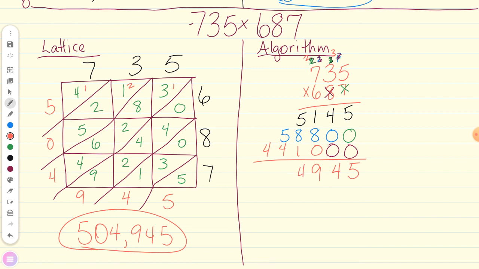13, 14, regroup, 9, 10, regroup, 5, 0, 4, 9, 4, 5. Do we agree with ourselves? Yes. Flip your paper over to the back.